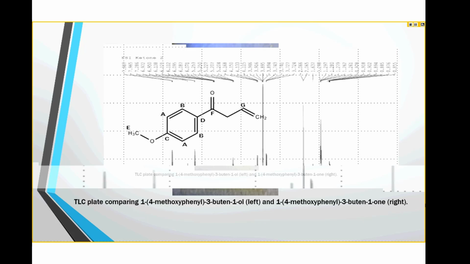And then we have a TLC plate here comparing the alcohol on the left and the ketone. With this, the ketone was less polar than the alcohol, which indicated that it had more of the structure we wanted, because that structure is less polar than the alcohol. But there was a little bit of solvent left behind, and that was kind of affecting our spot.